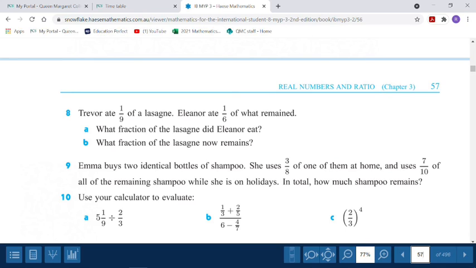Emma buys 2 identical bottles of shampoo. She uses 3/4 of one of them at home and uses 7/10 of all the remaining shampoo while she's on holidays. In total, how much shampoo remains? What? Come on. Be brave. You're good. In total, how much shampoo remains? So that's a how much is left question, isn't it? It's not a fraction of, is it? So we'll be careful with this.